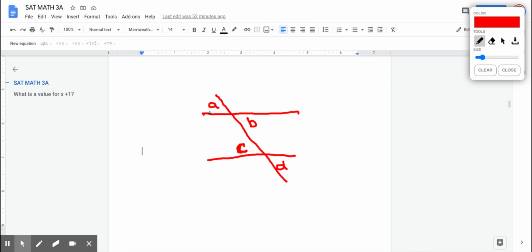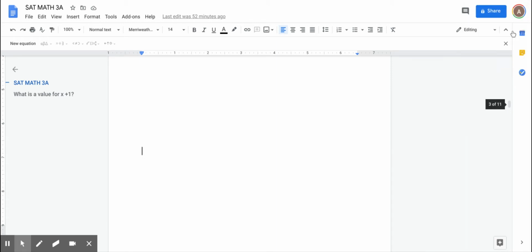And A and D, by the way, are exterior angles. They're alternate exterior angles. They will be congruent. Something to remember. Okay, let's go on to the next question. We did 3, and we're now at 4.